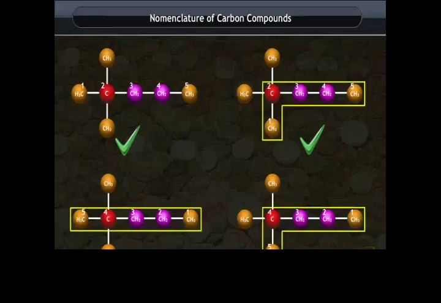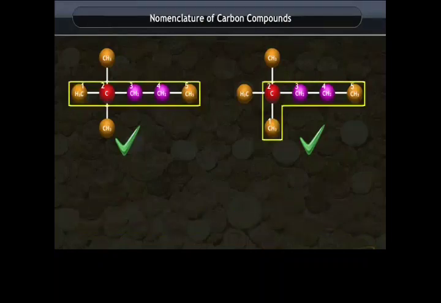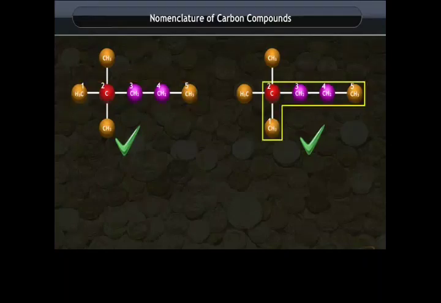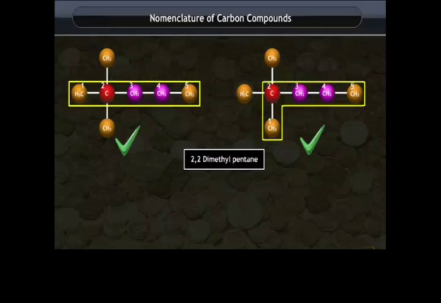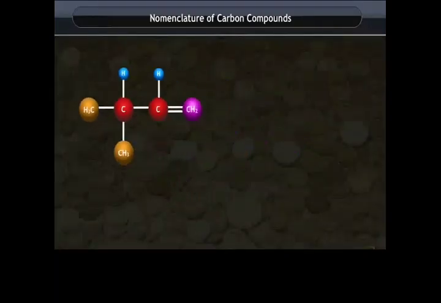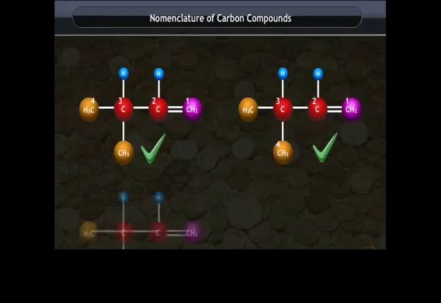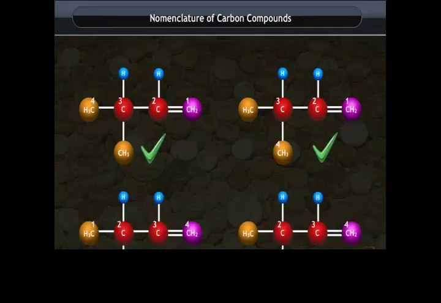Here the chain is numbered from left to right so that the substituent gets the number 2. Then the hydrocarbon is named as locant number plus substituent plus parent chain name. Here 2,2 is the locant indicating the position of the substituent. Dimethyl is the substituent and pentane is the parent chain name with 5 carbon atoms. Hence the compound name is 2,2-dimethylpentane.